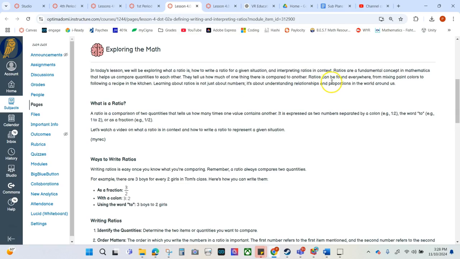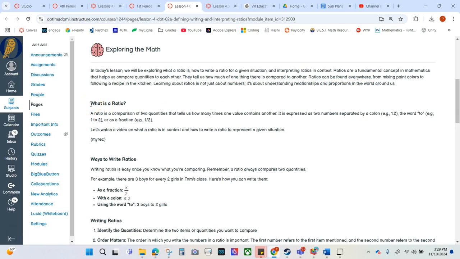Ratios can be found everywhere, from mixing paint colors, to following a recipe in a kitchen, to comparing your kill to death ratio with your friends to see who's better at Fortnite. Learning about ratios is not just about numbers. It's about understanding relationships and proportions in the world around us.